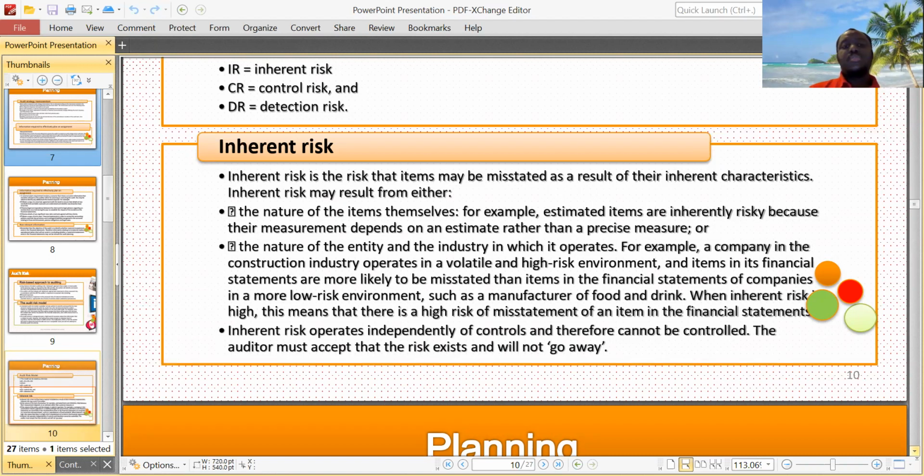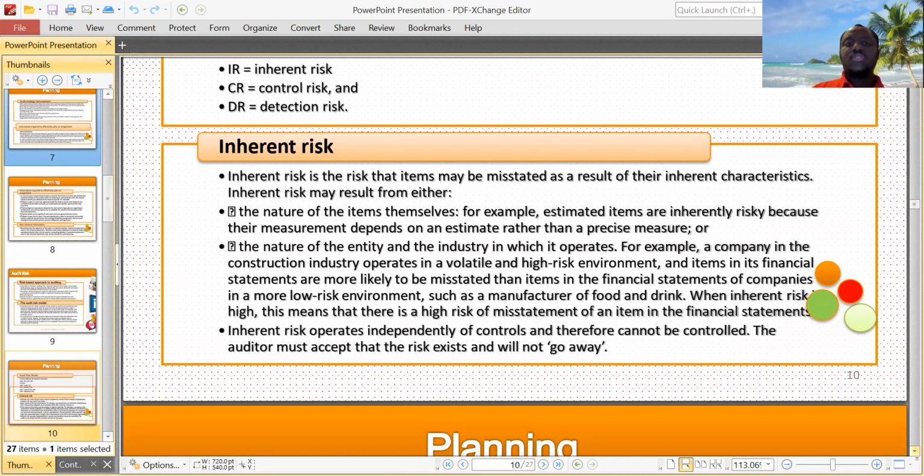Inherent risk can result from the nature of the item, the nature of the entity. Two things: the nature of the item or the transaction, and the nature of the entity or the industry in which it operates. So there are some industries that are inherently risky. They have some inherent risks. That's very, very important to know.